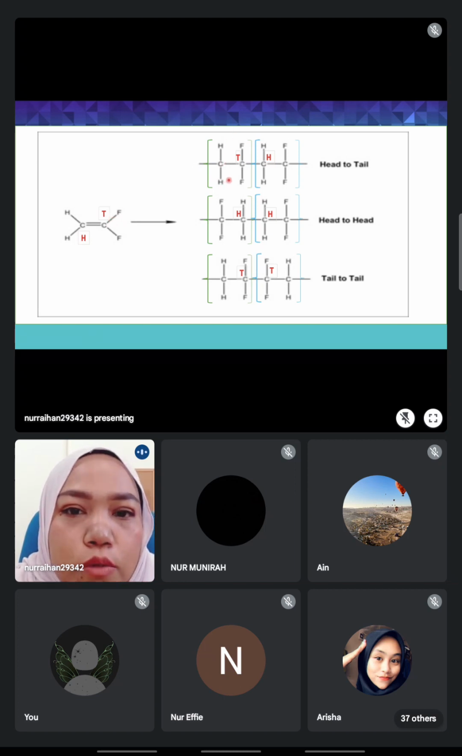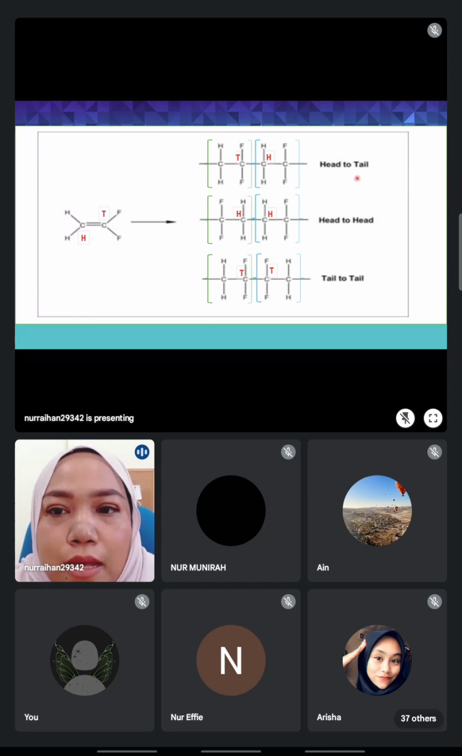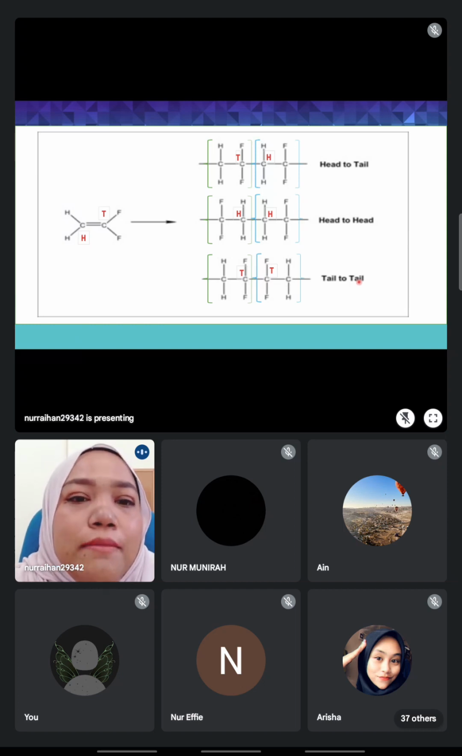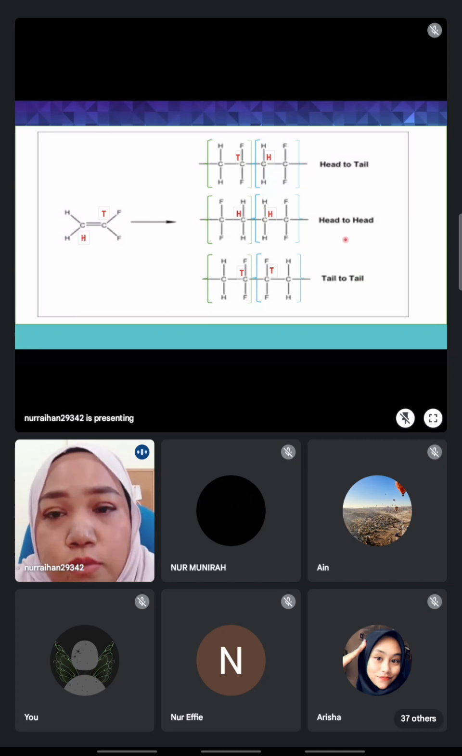Okay. Sebagai contohnya you lihat kat sini. Okay, kita ada CH2, CF2. So this is a repeating unit for this polymer. So the arrangement between this repeating unit, either they are head to head, or tail to tail, akan menentukan sama ada dia adalah iso, syndio ataupun atactic. Sebagai contohnya, katakan kita ada head to tail arrangement.